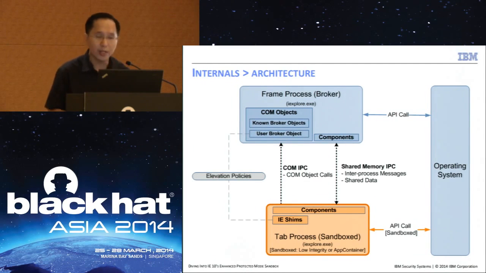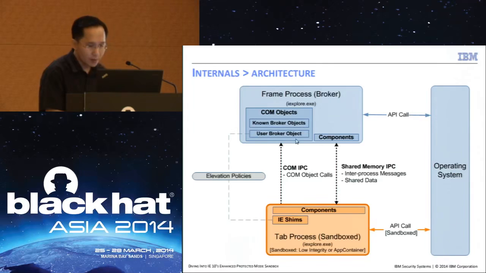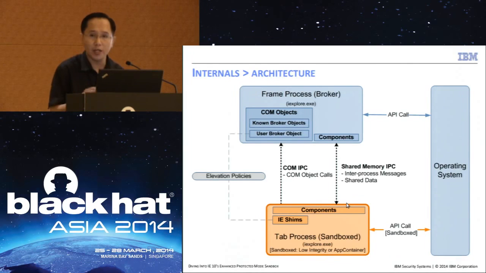For inter-process communication, ComIPC is used by IE shims and components in the sandbox for invoking the services exposed by COM objects in the broker. Additionally, the shared memory IPC is used by the components in the sandbox and components in the broker for inter-process messages and for sharing data.